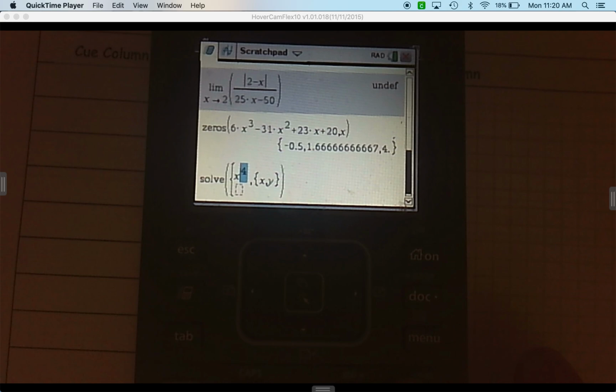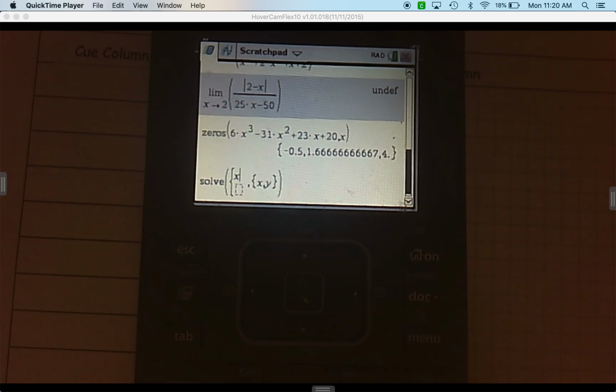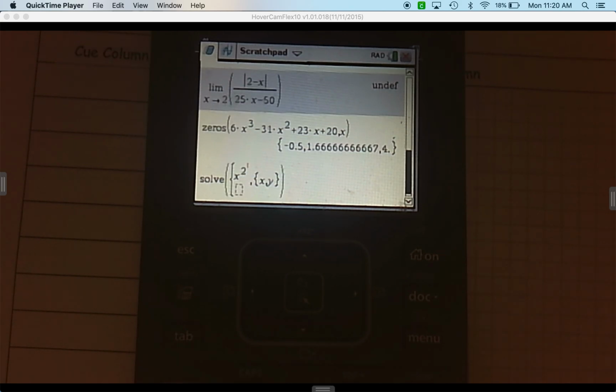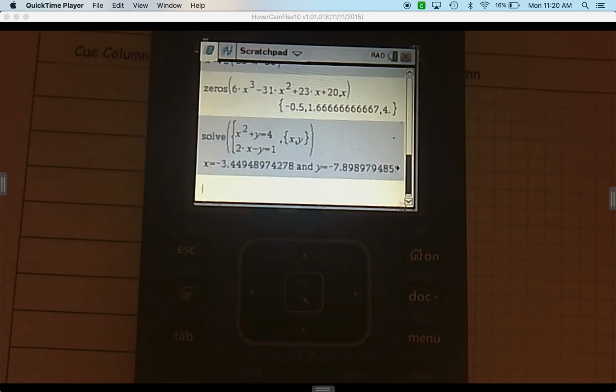Let me do that again. So x squared plus y. I'm just typing in with this calculator. That's equal to 4. Cursor down, then I'm going to type in 2x subtract y. That's equal to 1. And then I'm going to press Control Enter in case the answer is a decimal. So Control Enter, and it is a decimal.